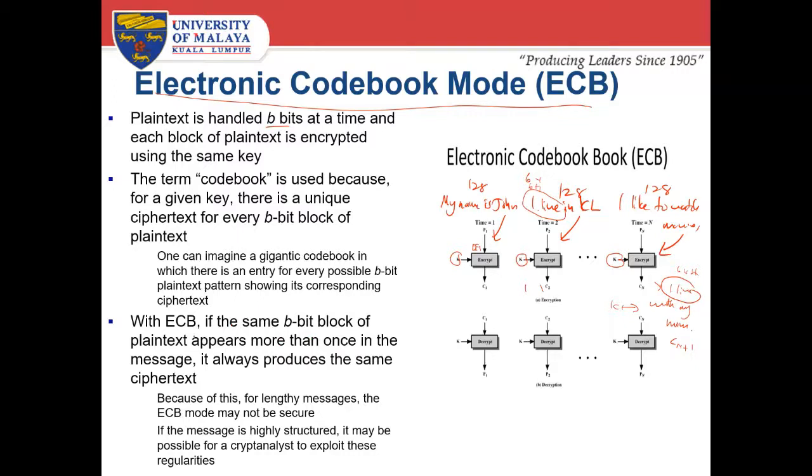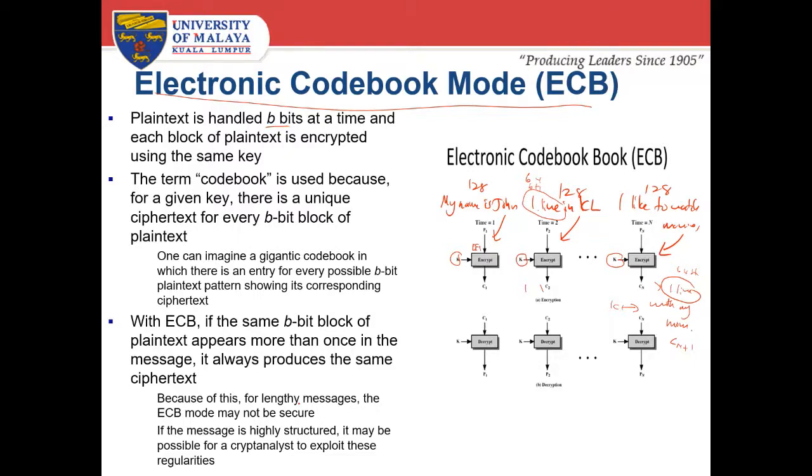With ECB, if the same B-bit block of plaintext appears more than once, the message always produces the same ciphertext. Because of this, for lengthy messages, the ECB mode may not be secure. If you have pattern data, it will be repeated.